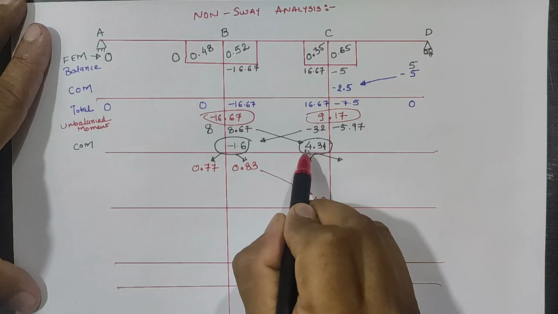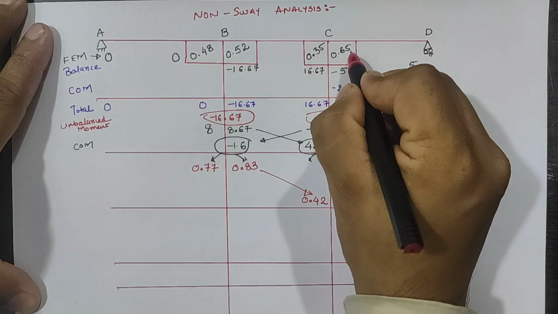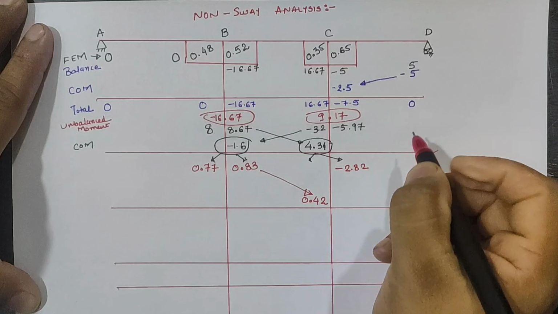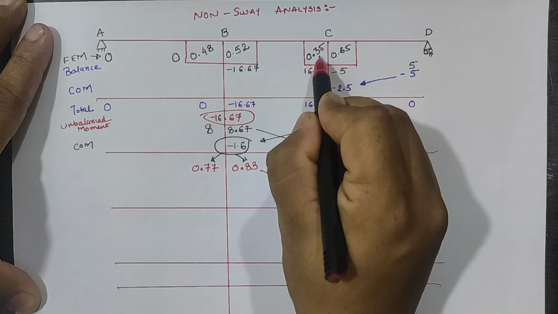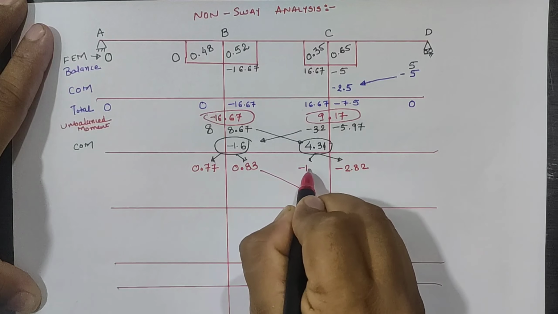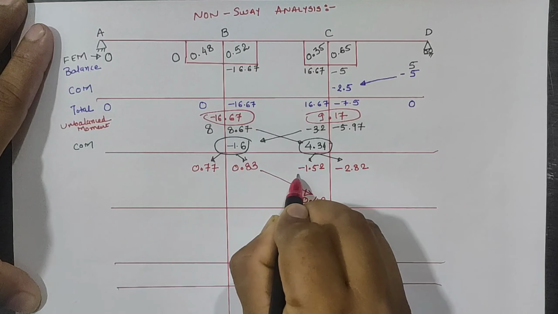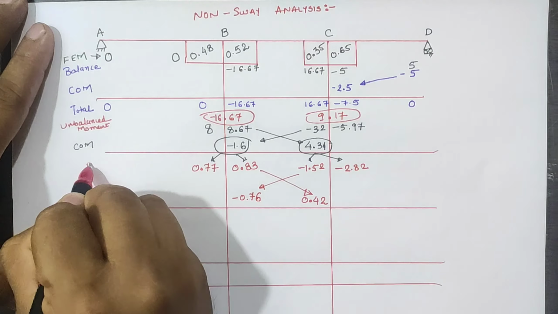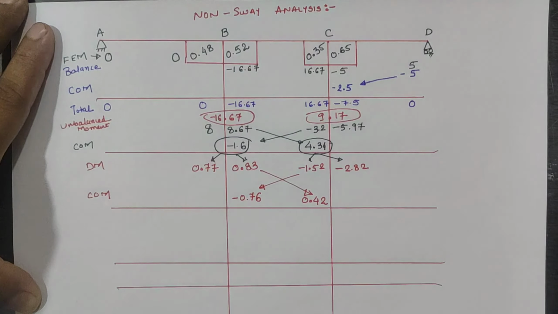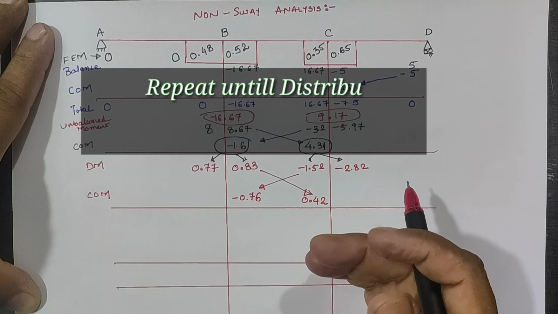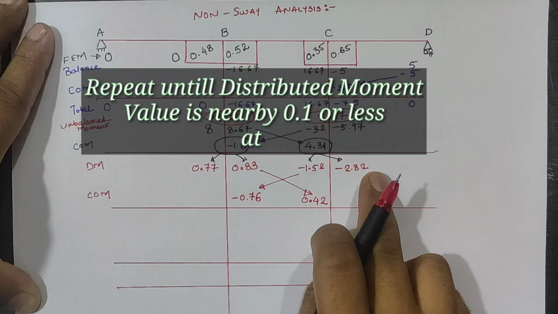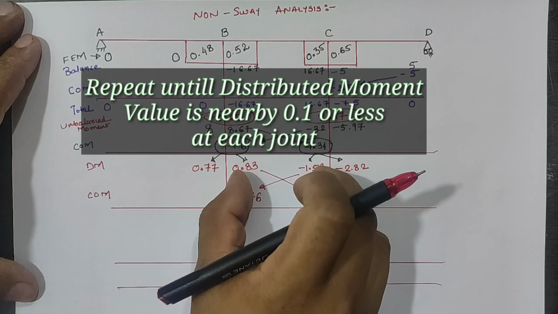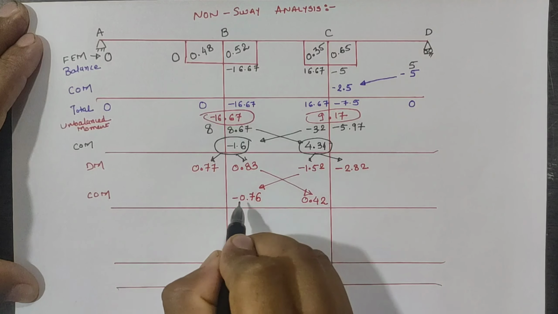Similarly, 4.34 is positive, hence minus 4.34 into 0.65 is minus 2.82, and minus 4.34 into 0.35 is minus 1.52, which is carried over to the near support as half of the value, 0.76. We have to repeat this step until the distributed moment at each joint is near about 0.1 or less than 0.1. Let us repeat the steps.